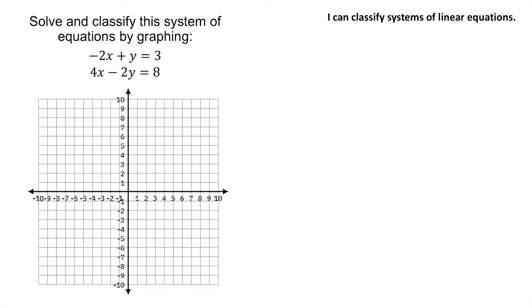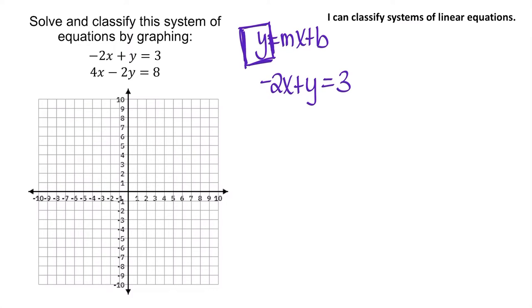So let's solve and classify the system of equations by graphing. Remember that when we're graphing systems of equations, we need to have our equations in y equals mx plus b form. So that's going to be the first step. I'm going to take each of these equations and rearrange them into y equals mx plus b form. So I take negative 2x plus y equals 3, and I need to move away the 2x in order to get y by itself, because remember, that's what happens in slope-intercept form. The y is by itself.